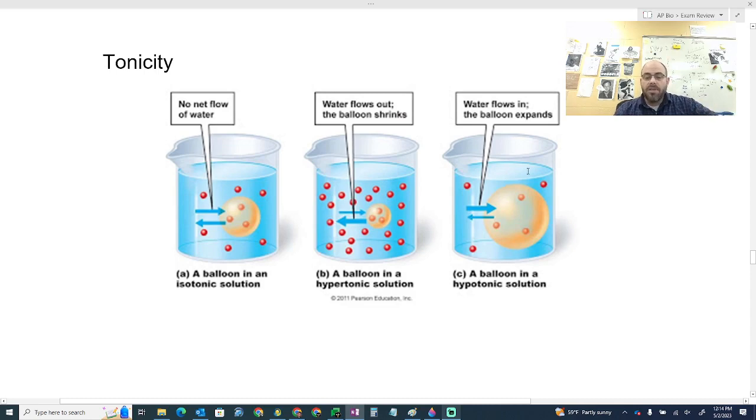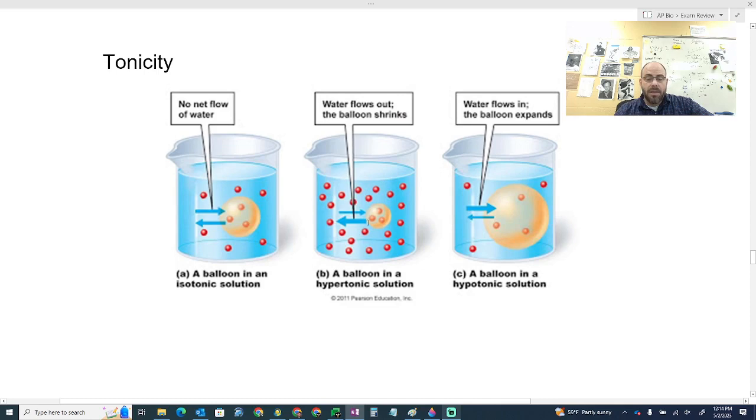And so if this solution is hypotonic, what that's saying is that there's less solute in that solution than in something else. In this case, it's a balloon. For instance, if there's more solute inside the balloon than outside the balloon, we would say that the balloon is hypertonic and the solution is hypotonic because there's less solute, or you could look at it as more water. Well, if there's more water outside the balloon than there is inside, what is water going to want to do? It's going to go in the balloon and cause the balloon to swell.